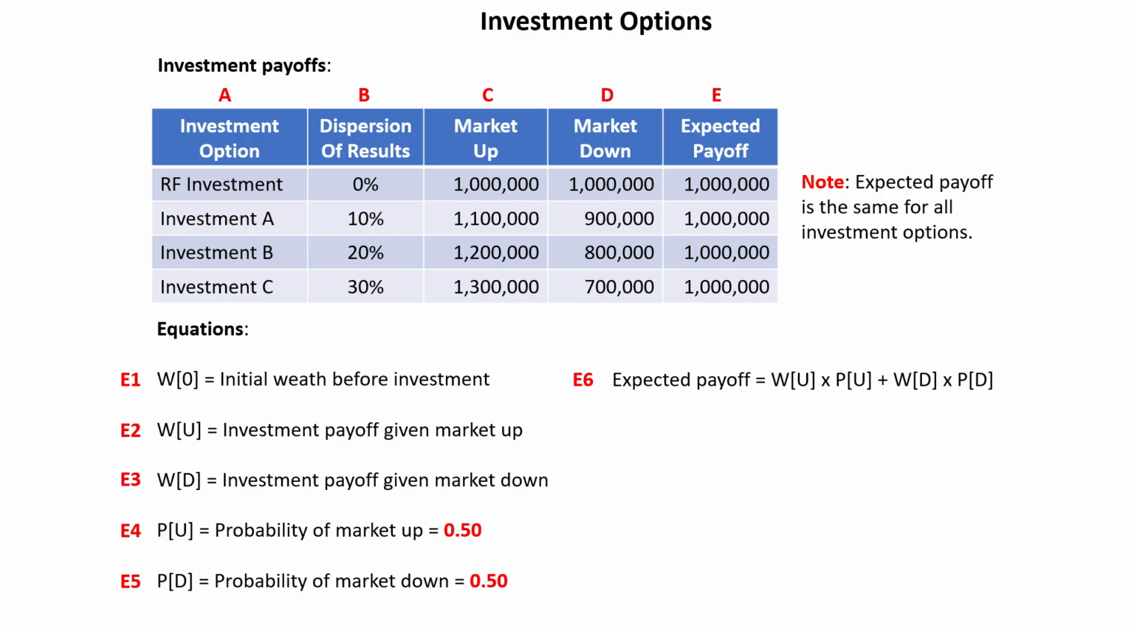E6 is our expected payoff. What we do is we take the outcomes and probability-weight them, and the expected payoff is in column E in the table above. So the expected payoff is my wealth if the market goes up, times the probability of the market going up, plus my wealth given that the market goes down, times the probability that the market goes down. Note that my expected payoffs are exactly the same for the risk-free investment and for investments A, B, and C.